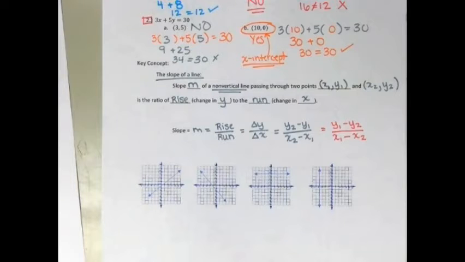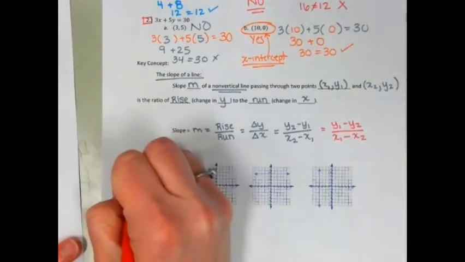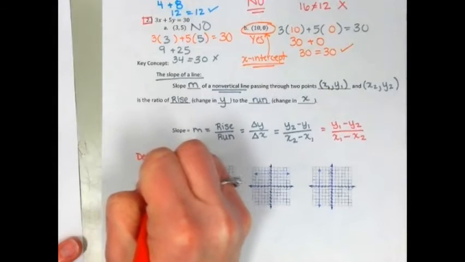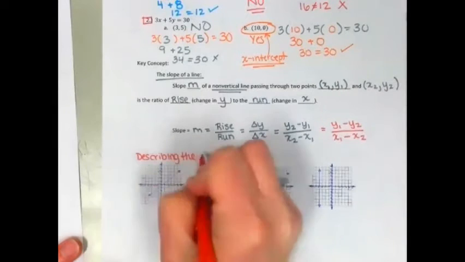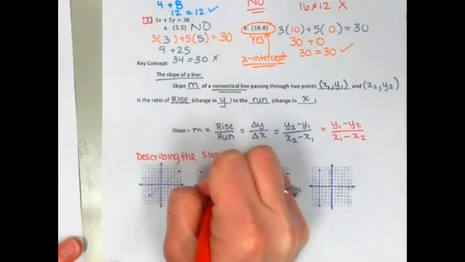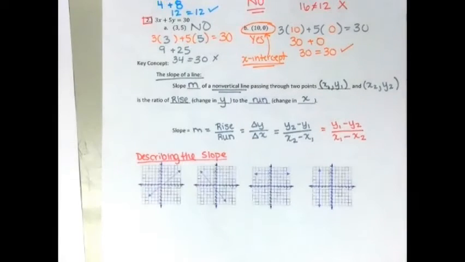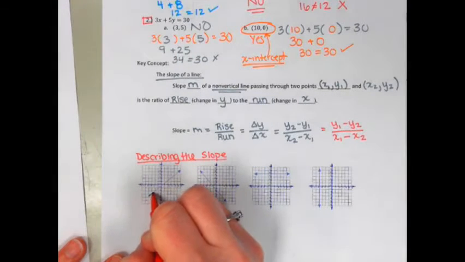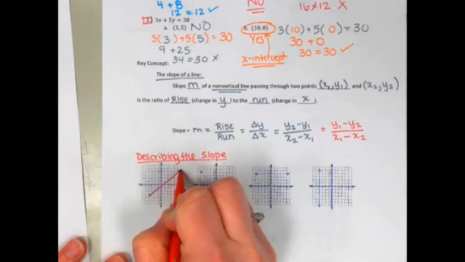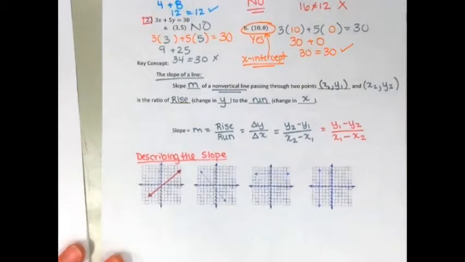Okay. All right, so let's talk about slope here. Describing the slope, not actually finding it, but describing it. When you read a book, which way do you read? Left to right, right? So we're going to read a graph from left to right. So if I read this graph left to right, which way is it doing? It is going up, right?